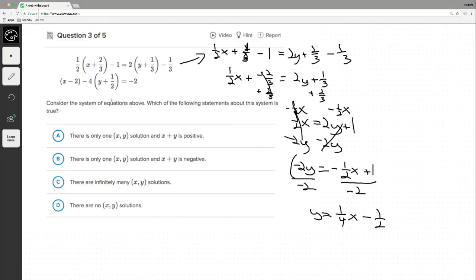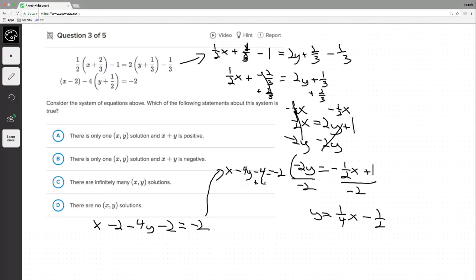And let's take a look at this guy. So let's do it over here. We got x minus 2. I'm going to remove the parentheses: minus 4y minus 2. We've got to distribute that negative 4, equals negative 2. So then I'm going to bring it up here like this. We've got x minus 4y minus 4 equals negative 2.